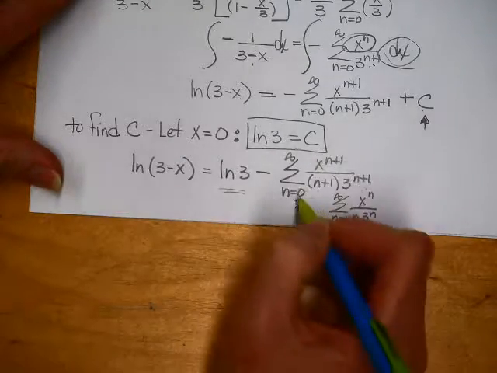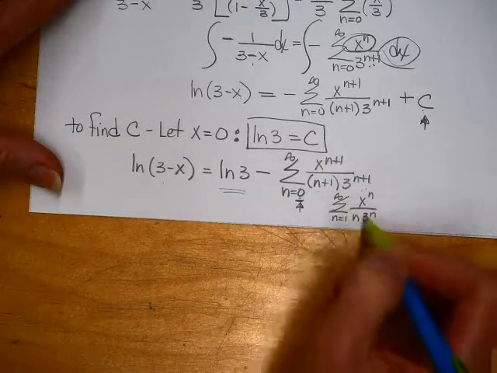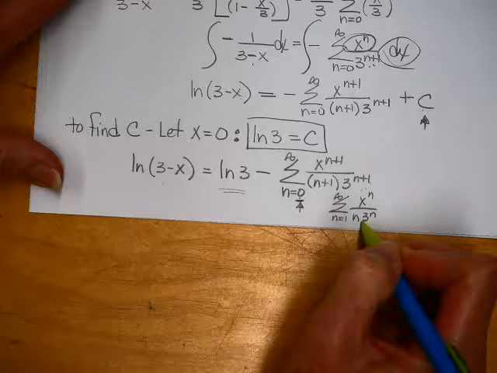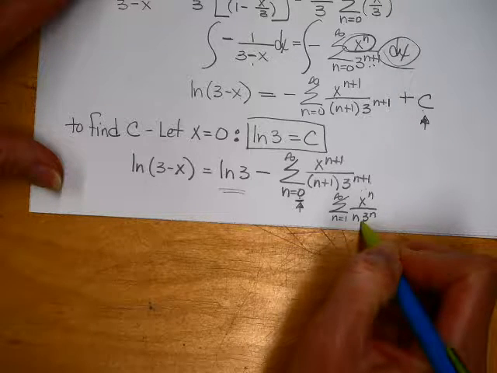So I would accept this n equals 0. It's fine with me. They don't want that. They want n equal 1. So you shift it the way they want it.